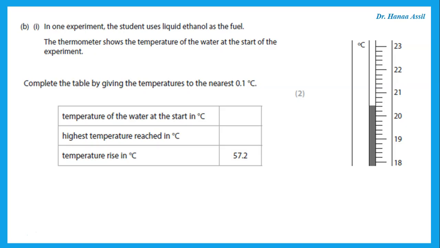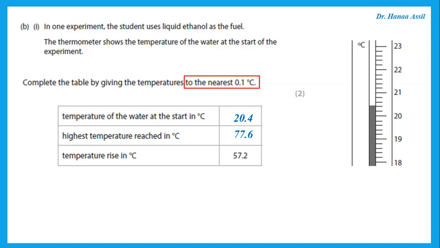In one experiment, the student uses liquid ethanol as the fuel, and the thermometer shows the temperature of the water at the start. So this is at the start. We read it and put it in. Remember, he says to the nearest 0.1. That means you must have 1 decimal place. So if this is at the start, 20.4, and we had a temperature rise of 57.2, what was the highest temperature we got? You add these two together, the highest temperature is 77.6, so that when you subtract 20.4 from it, it gives you the temperature rise.